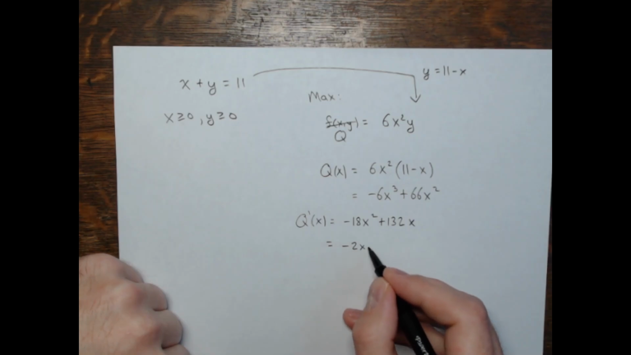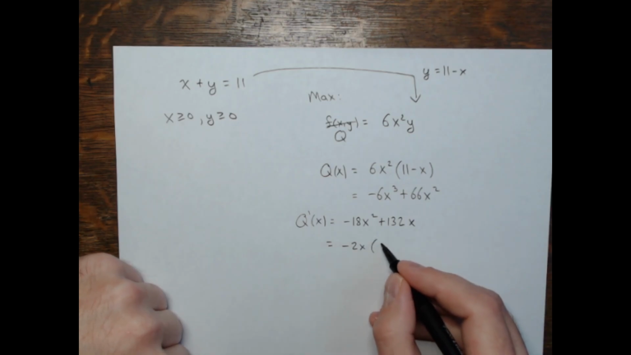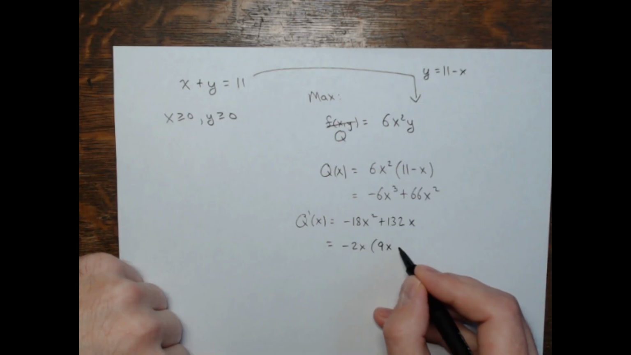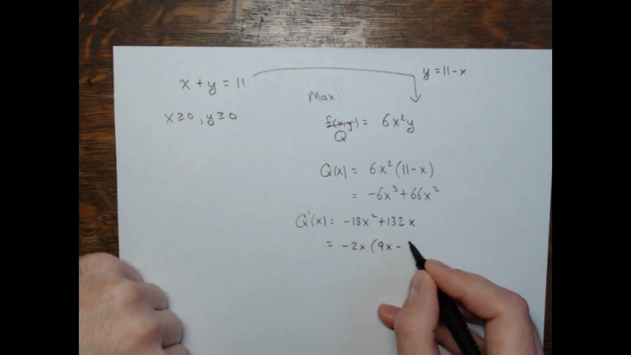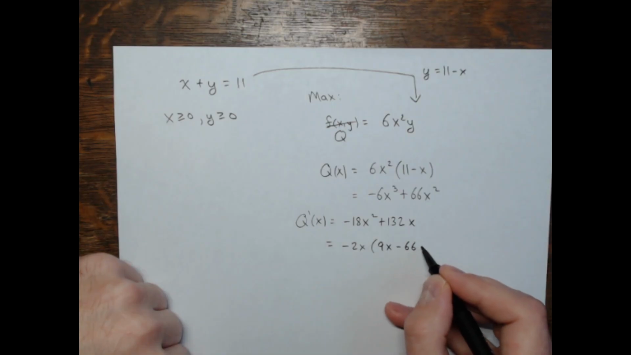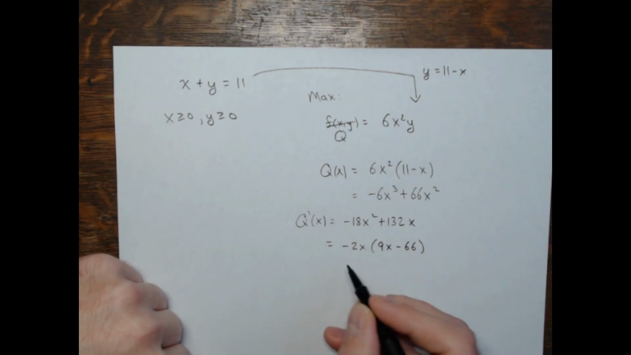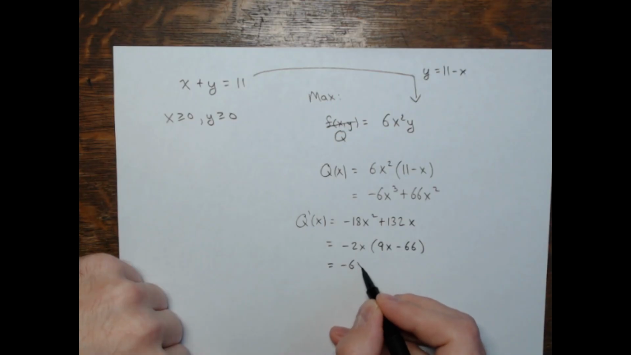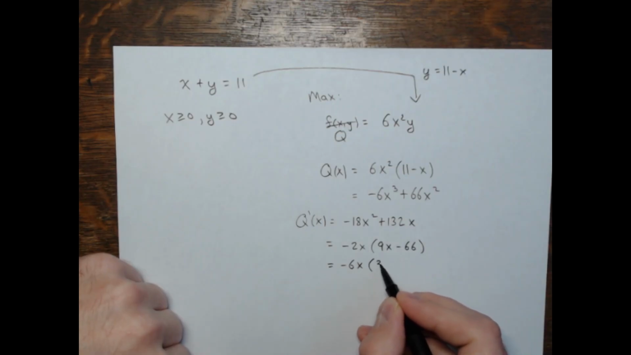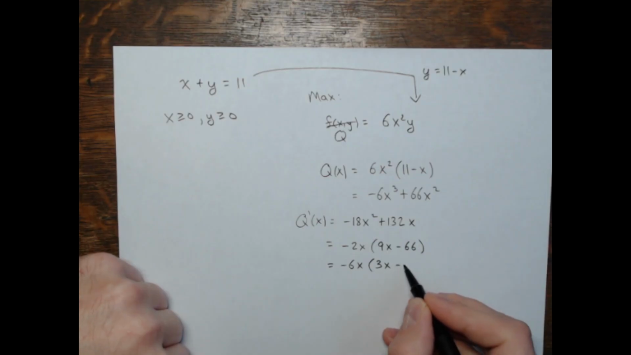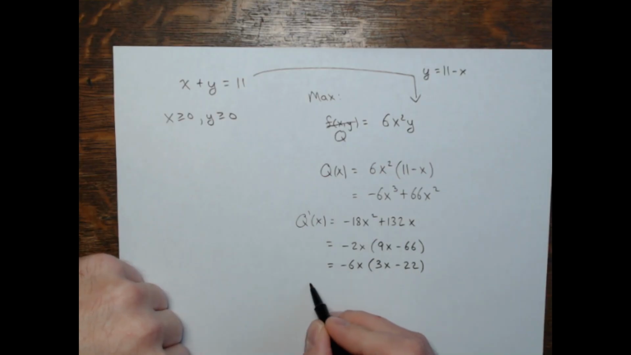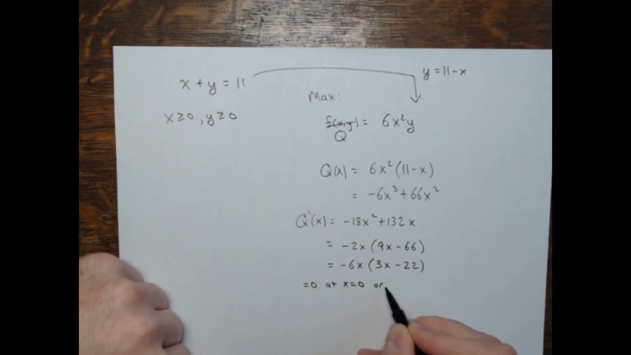Take out a negative 2x, maybe times 9x minus 66. I could pull out a 3 even. So that'd be negative 6x times 3x minus 22. So this is equal to 0 at x equals 0 or x equals 22/3.